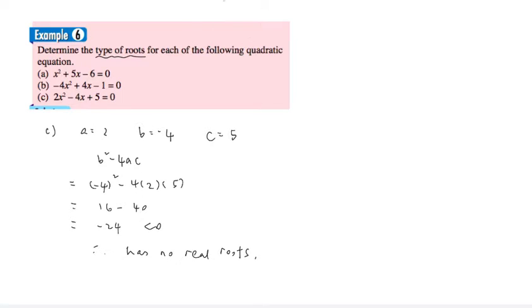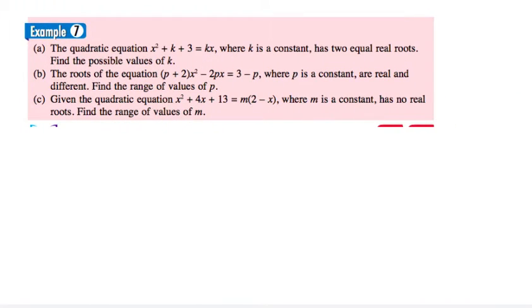So, in example 6, we just start with the discriminant if the question asks you to determine the type of roots. Now example 7. This one, the question does not ask you to determine the type, but it already gives you the condition.